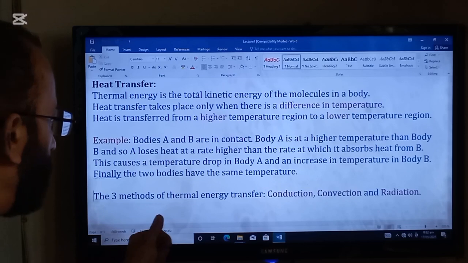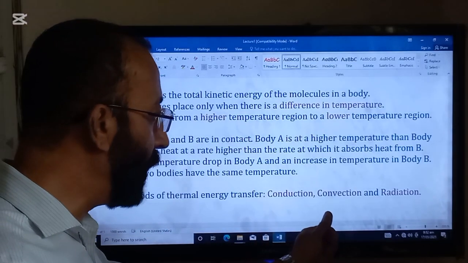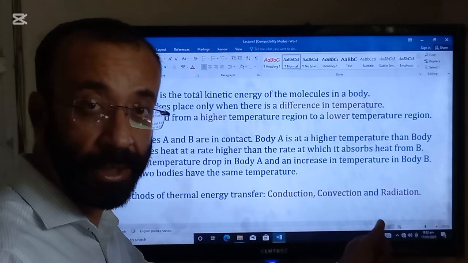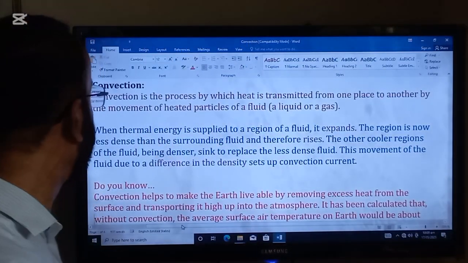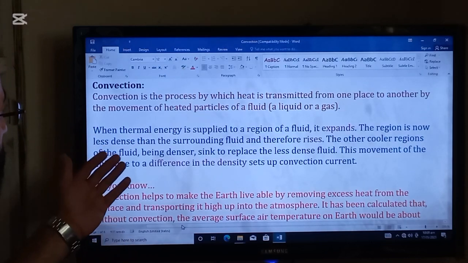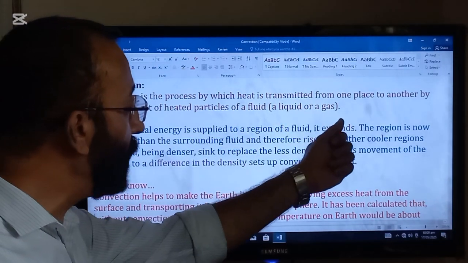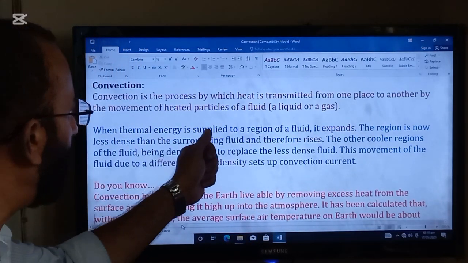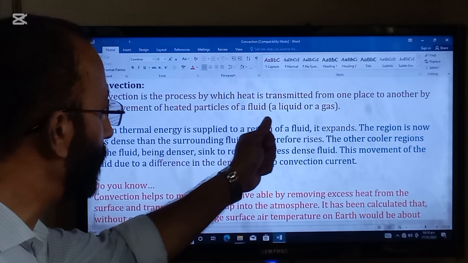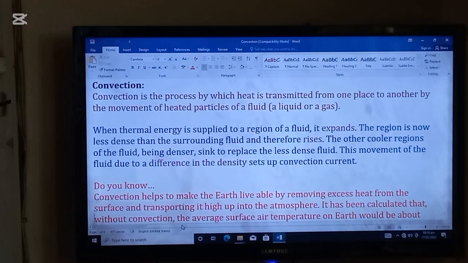The three methods of thermal energy transfer are conduction, convection, and radiation. Now we are going to start the topic of convection. Convection is the process by which heat is transmitted from one place to another by the movement of the heated particles of a fluid, which can be a liquid or a gas.